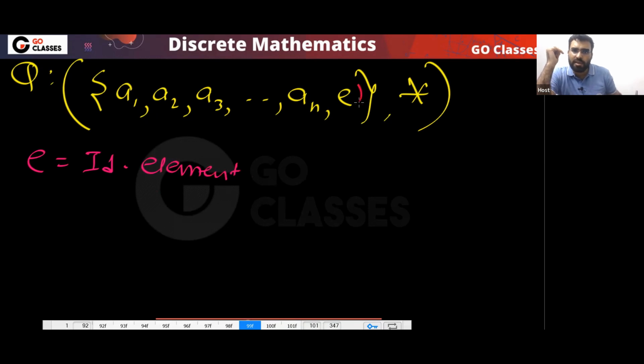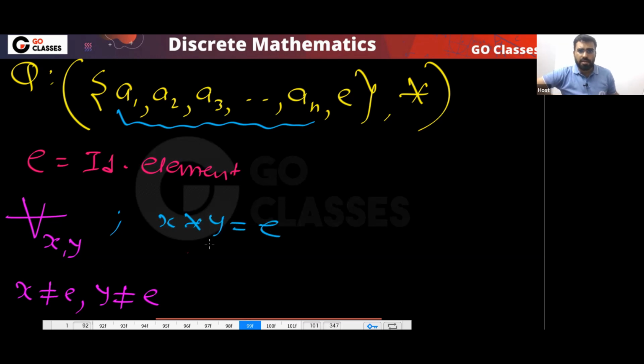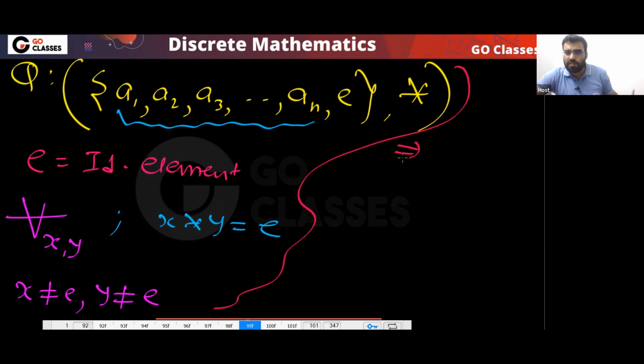Why do I need identity? Tell me, without this can I define inverse? No. So I need an identity element. And what I'm saying is that for all x comma y, where x is not equal to E and y is not equal to E, for all these elements, x star y is equal to E. Now, this structure you can clearly see. In this structure, this will be closed.